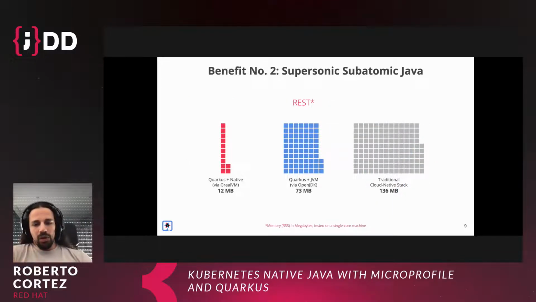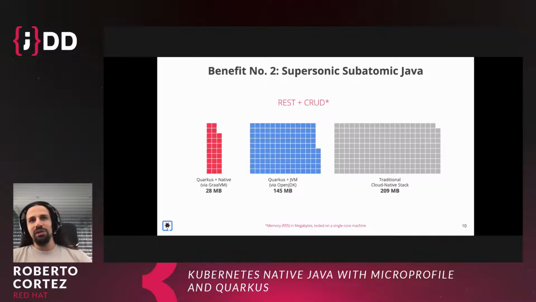Now, memory-wise, this is just a tryout that we did with a simple REST application, and we've seen that a traditional cloud native stack may occupy like 130 megs of memory. Now in Quarkus, we usually see like half of that size, and if we even take that further, using Quarkus compiled with native image of GraalVM, we're talking like a tenth of the size, so like just 10 megabytes, which is completely crazy, right?